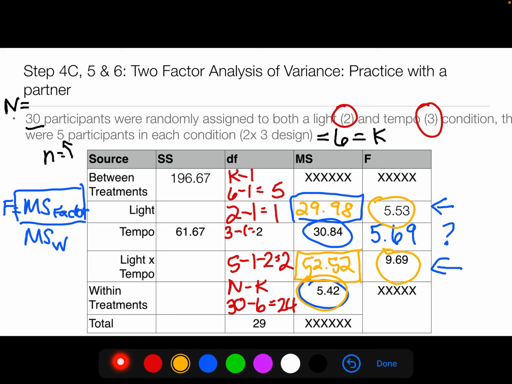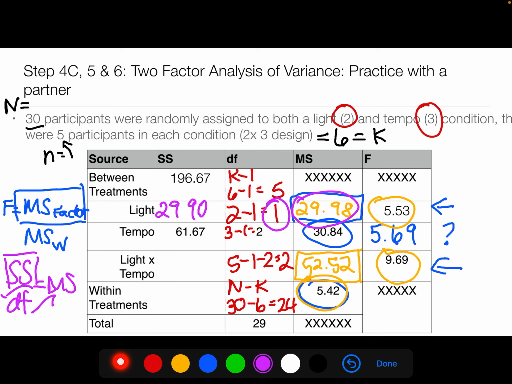So now that we have our F, our mean squared, our degrees of freedom, we can go back and get those sums of squared. If you remember correctly, the way that this worked is we said, okay, sums of squared divided by degrees of freedom is equal to mean squared. So here I have the mean squared and I have the degrees of freedom. To get that sums of squared, I'm going to multiply those two. So I'm going to take my 29.98, multiply it by my 1, and I get, yay, happy math, 29.98.